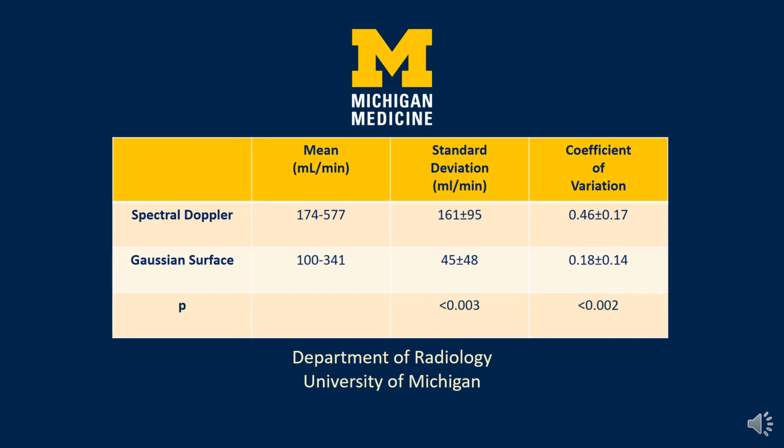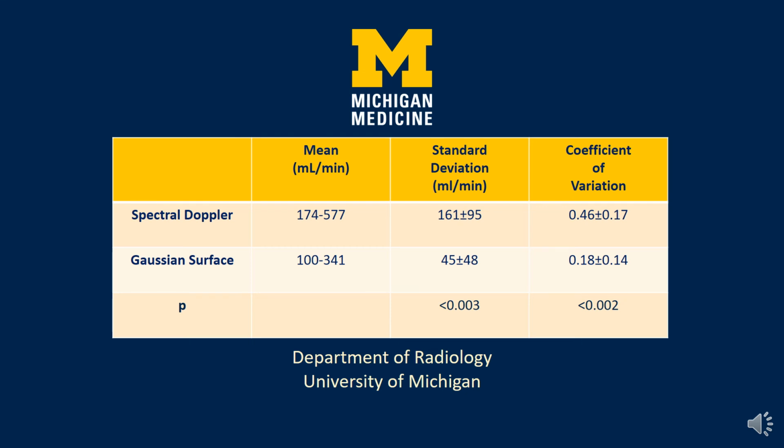So this is a table comparing the spectral Doppler measurements and the Gaussian surface measurements. First, you'll notice that the volume flow estimates for the spectral Doppler measurements are higher than the Gaussian surface measurements. However, since we didn't know what the right answer was, we did not compare these two properties. The other columns demonstrate the standard deviation and coefficients of variation. Within each cell, there's a mean measurement and then an error measurement represented by the standard deviation, so it's plus or minus standard deviation.